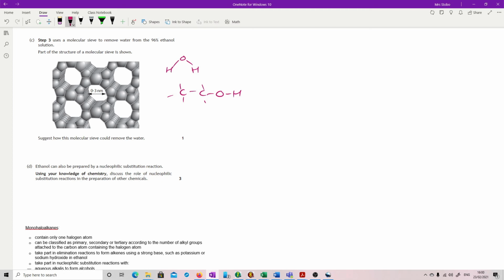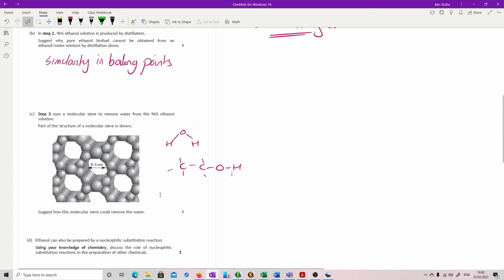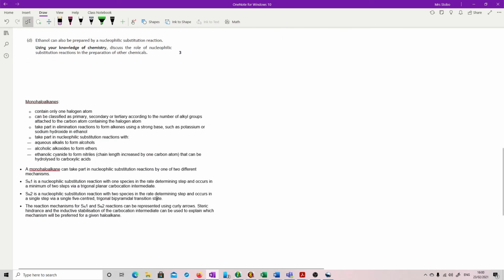Pretty much it. Ethanol can also be prepared by nucleophilic substitution. Using your knowledge of chemistry, discuss the role of nucleophilic substitution reactions in the preparation of other chemicals. Don't we all hate these ones? Right, so I went out and pulled the bit that you're going to have to talk about. You're going to have to talk about monohaloalkanes. So this is from the content statements.